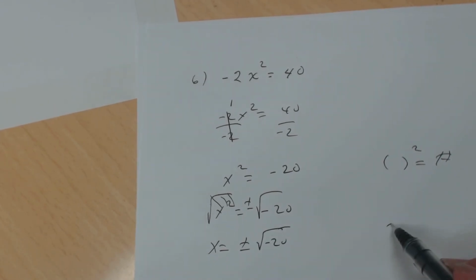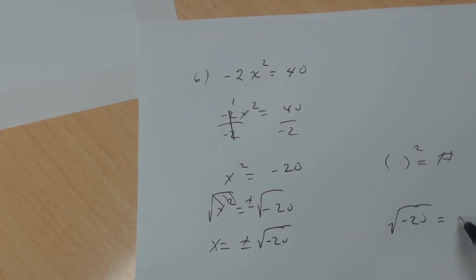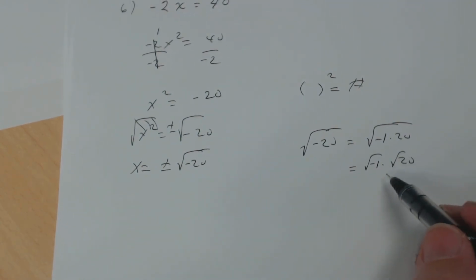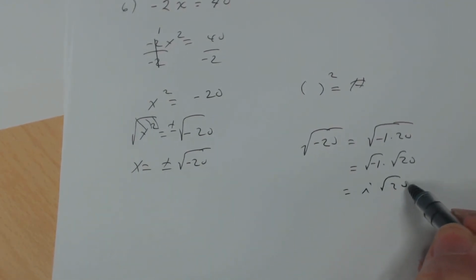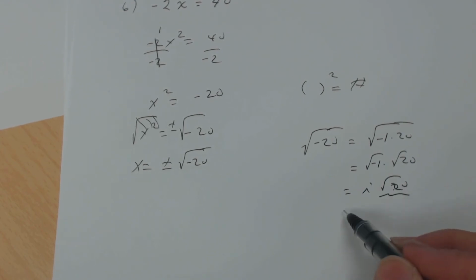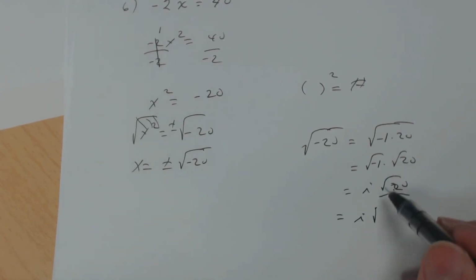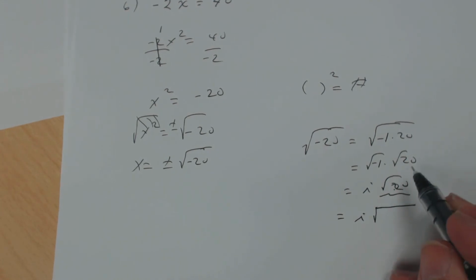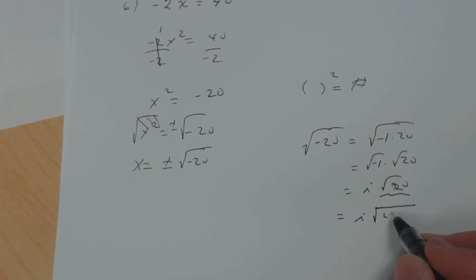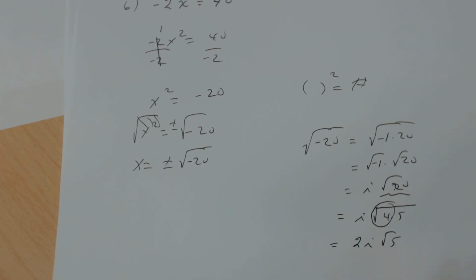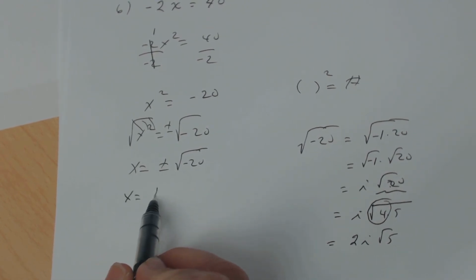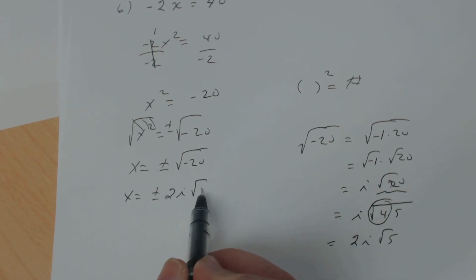Now we just have to figure out what the square root of negative 20 is. Simplifying this, that's the square root of negative 1 times 20. The square root of negative 1 is i, times the square root of 20. Simplifying the square root of 20, that's going to be i times, all right, 20. The perfect square in there is 4, so you get 4 times 5. The square root of 4 is 2. So we have 2i square root of 5. And that goes here. So x equals plus or minus 2i square root of 5.